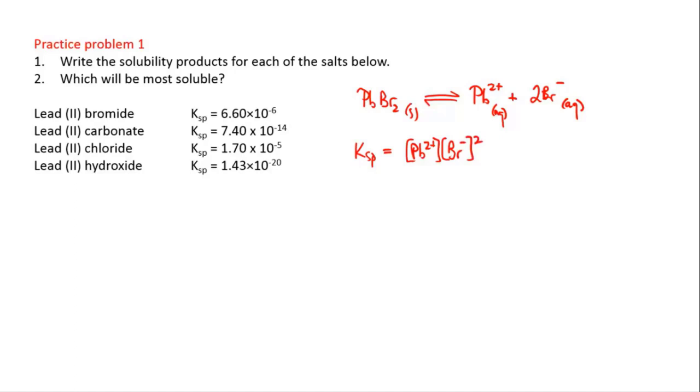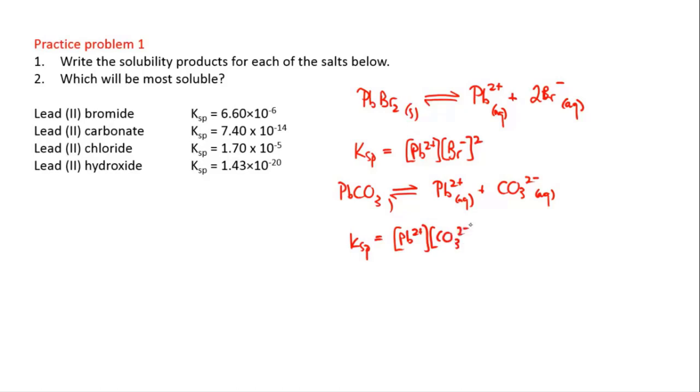Okay, let's do the next one. Lead carbonate is PbCO3. That's going to dissolve into one lead ion and one carbonate ion. And so its KSP is simply going to be the concentration of the lead ions multiplied by the concentration of the carbonate ions. And I'll leave you to try the other two for yourself.